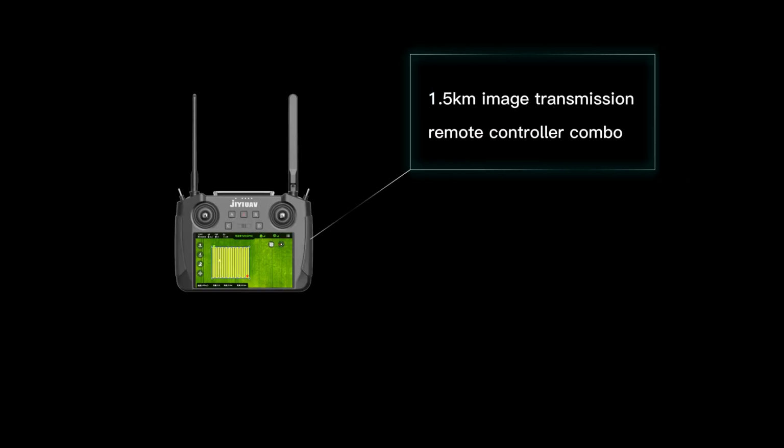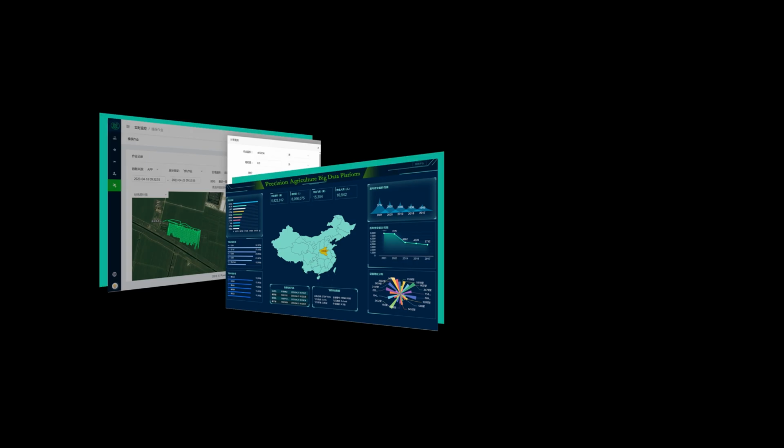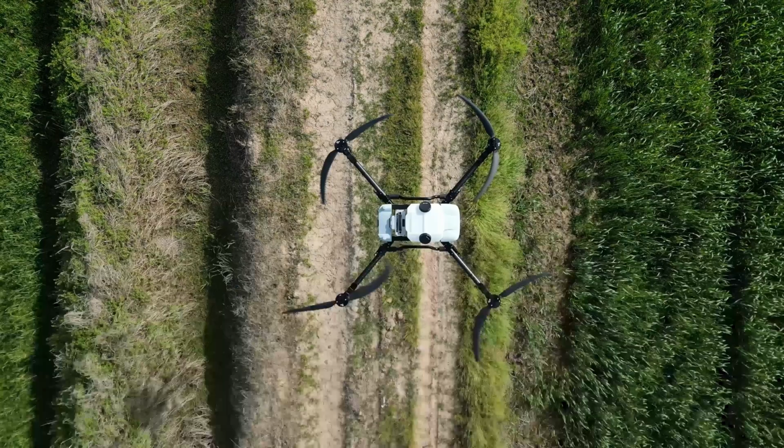The high-resolution remote controller allows for 1.5-kilometer image transmission, and an RTK base station is optional. With a big data management platform on PC, your farm can become modern and intelligent.